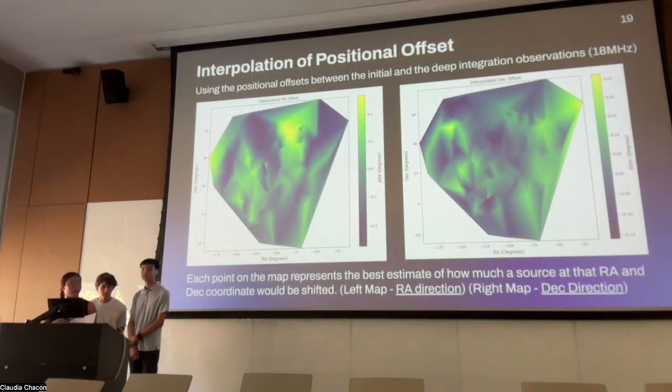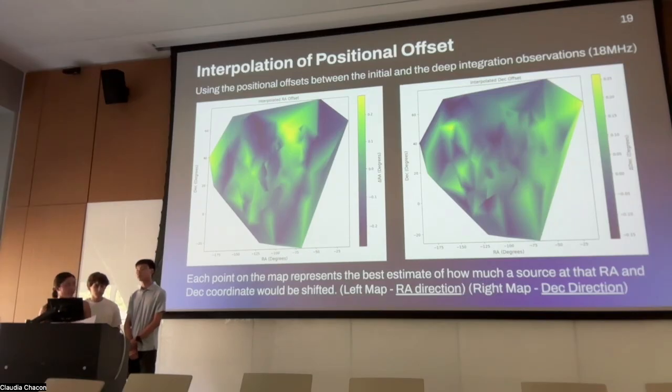These are maps of the estimated positional offsets of every point in the sky that were calculated using the offsets of the initial snapshot and the deep integration images as shown before. Each point on the map represents how much a potential source at that location would be shifted by the ionosphere. The map on the left focuses on the RA offset, and the map on the right on the declination offset, also known as right ascension and declination.